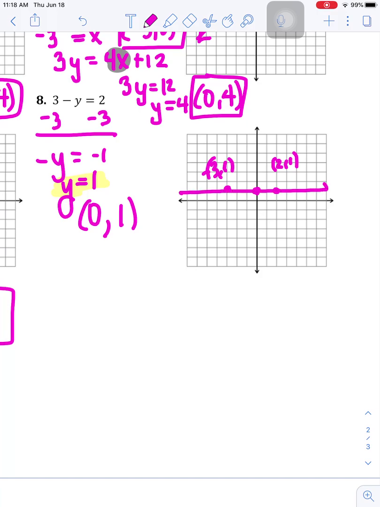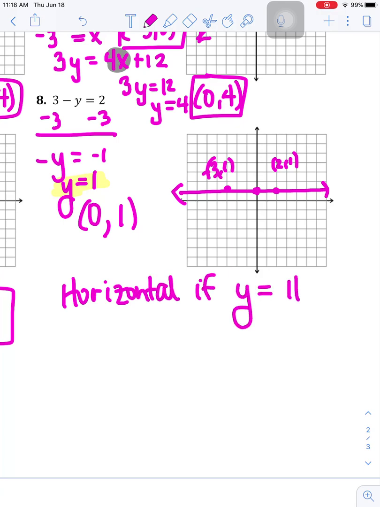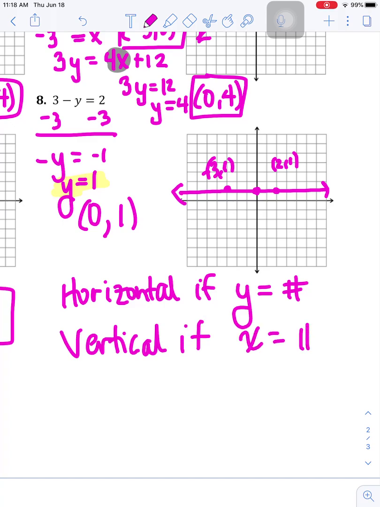So in this case, you end up with a horizontal line. You will always have a horizontal line if your equation ends up just being y equals a single number. And it is a vertical line if you end up with x equals a single number.